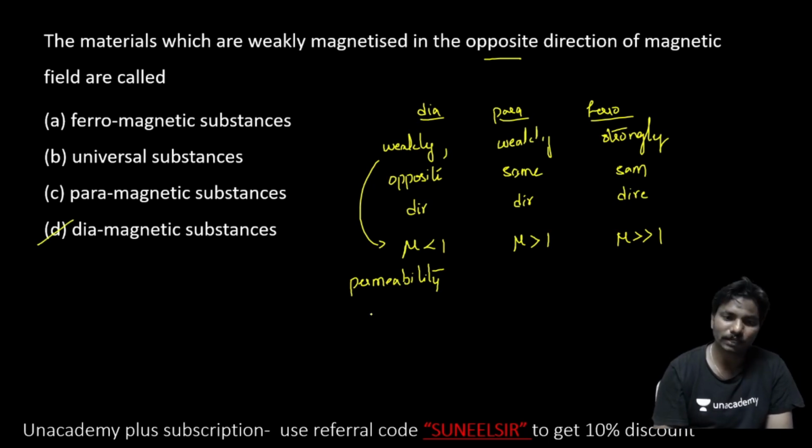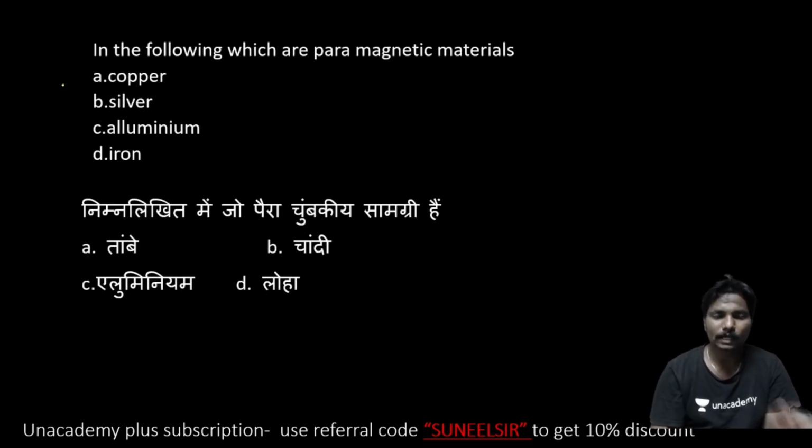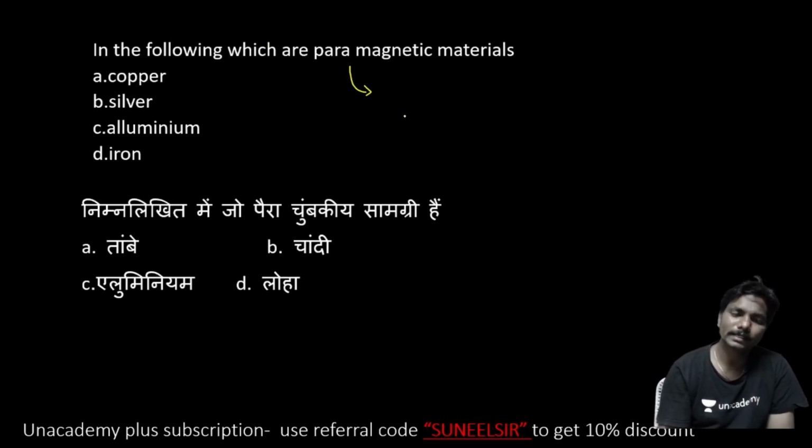Diamagnetic materials have somewhat of a repelling nature. Which are strongly magnetized? Just now I gave ferromagnetic. Those are strongly attracted. And coming to examples of paramagnetic, you can easily say all mediums.